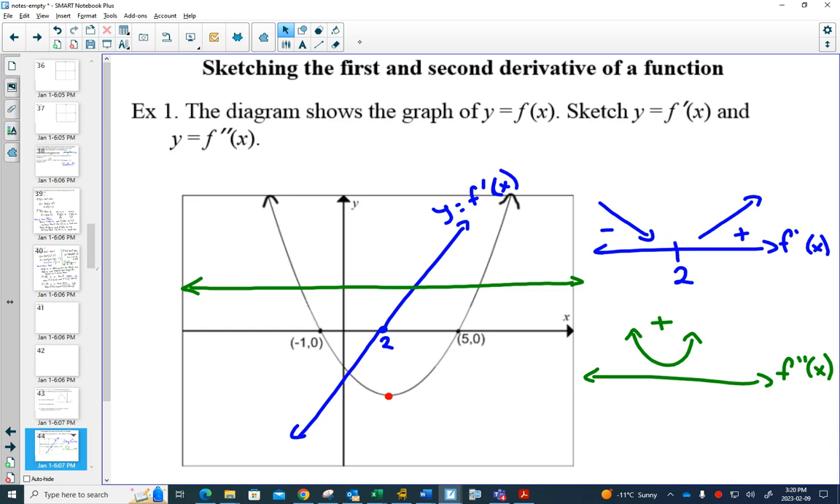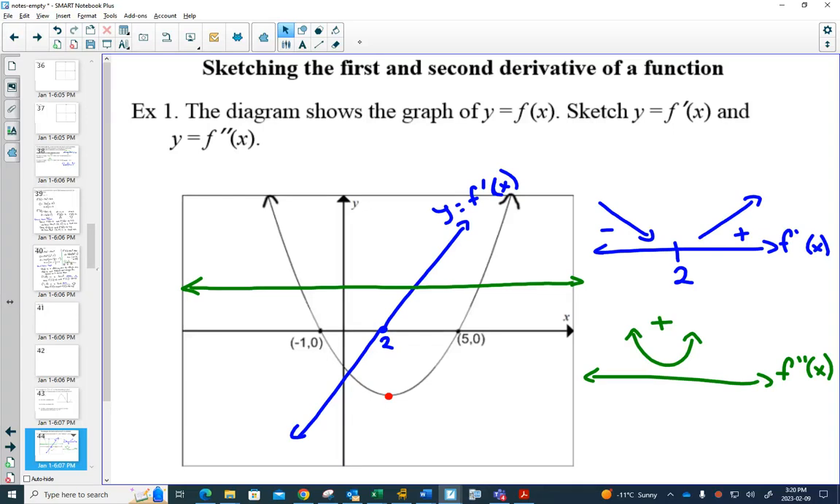Because also, my second derivative is the derivative of my first derivative. And can you see that this is a straight line with a positive slope? And if that line was 3x, can you see that its derivative would be a constant, always equal to 3?